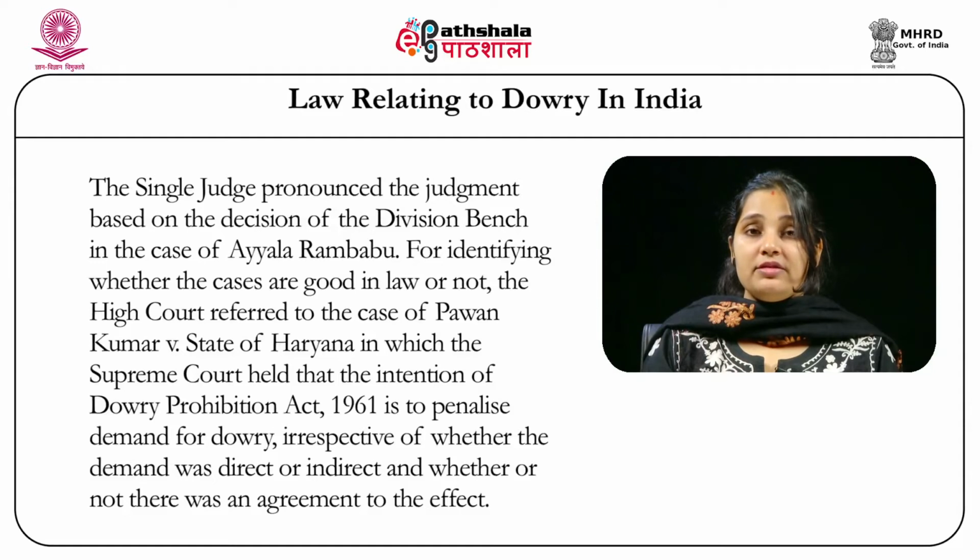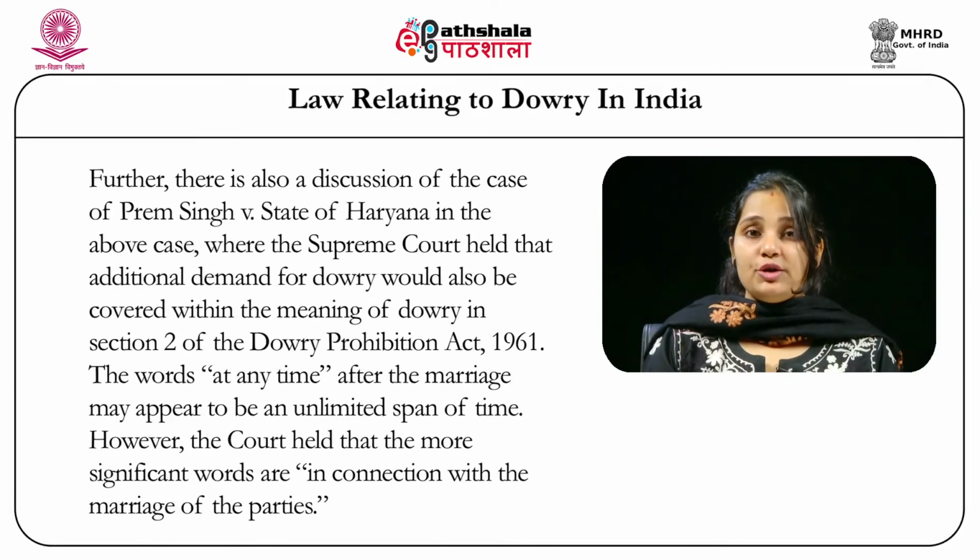For identifying whether the cases were good in law or not, the High Court referred to the case of Pawan Kumar versus State of Haryana, in which the Supreme Court had held that the intention of the Dowry Prohibition Act 1961 is to penalize any demand for dowry irrespective of whether the demand was direct or indirect and whether or not there was an agreement to the effect. Further, there is also a discussion of the case of Prem Singh versus State of Haryana, in which the Supreme Court had held that additional demand for dowry can also be covered within the meaning of dowry in section 2 of the Dowry Prohibition Act.